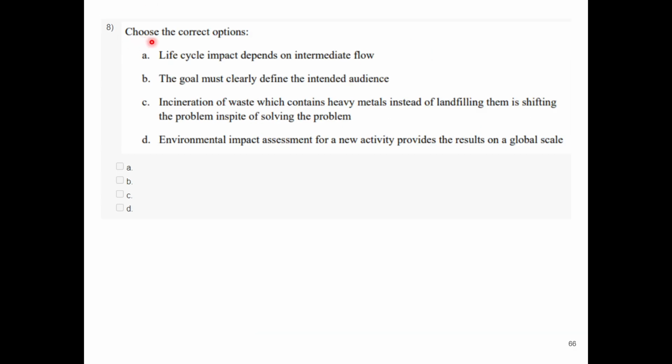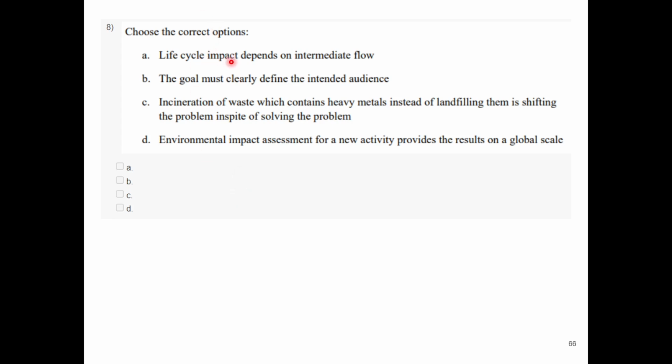Eighth question, choose the correct options. A, life cycle impact depends on intermediate flow. B, the goal must clearly define the intended audience. C, incineration of waste which contains heavy metals instead of landfilling them is shifting the problem in spite of solving the problem. D, environmental impact assessment for a new activity provides the results on a global scale. So out of A, B, C, and D, which are the correct options?